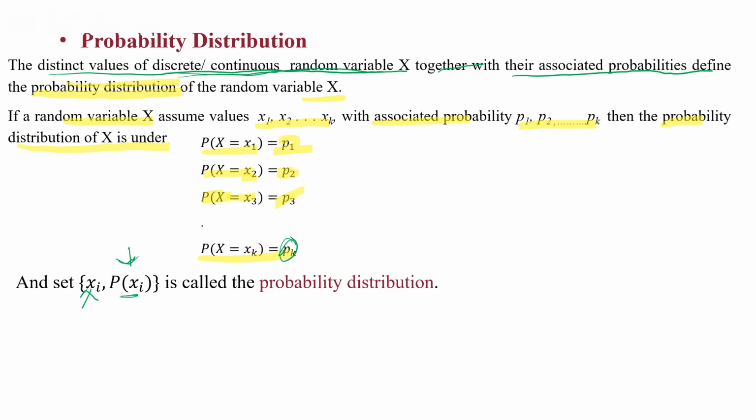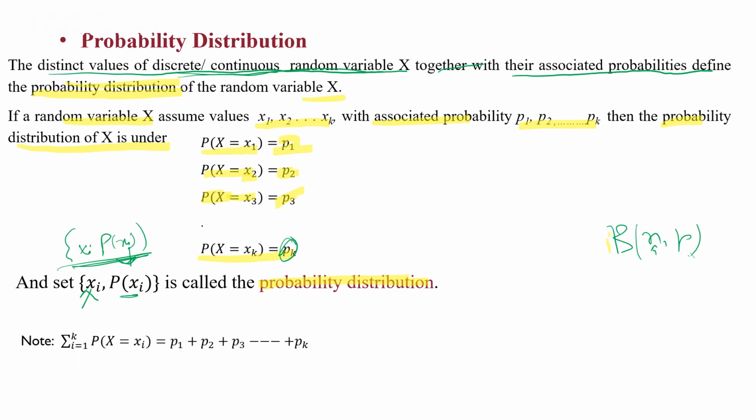So when we write in the form of a set, xi with associated probabilities, this structure is called the probability distribution. So if you remember, when we write the binomial distribution, we write B(n, p). Here n represents the number of trials and small p represents the probability.